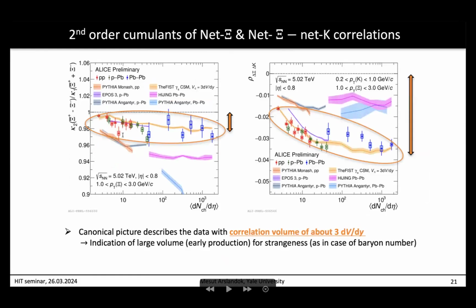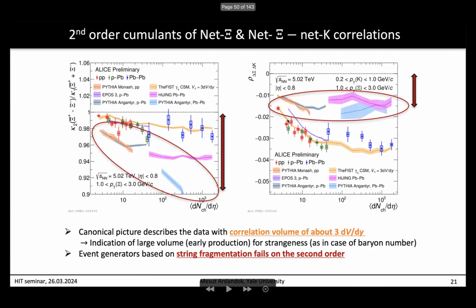And what we have done is that we looked at net Xi and the correlation of net Xi to net kaon. The same logic again, kappa 2 over Skellam, but this time the double strange Xi is considered. And then again, in the data, as a function of rapidity range, we see a deviation. And then to see it even more explicitly, you can look at the correlation of net Xi to net kaon, since they are free from the resonance effect again. Then we again see this behavior. And you see that basically the data can be described very nicely with the FIST model, with some correlation length, which is comparable to the net baryon. It's 3 dy by what I see here. I can apply it exactly here, and the data describes this also.